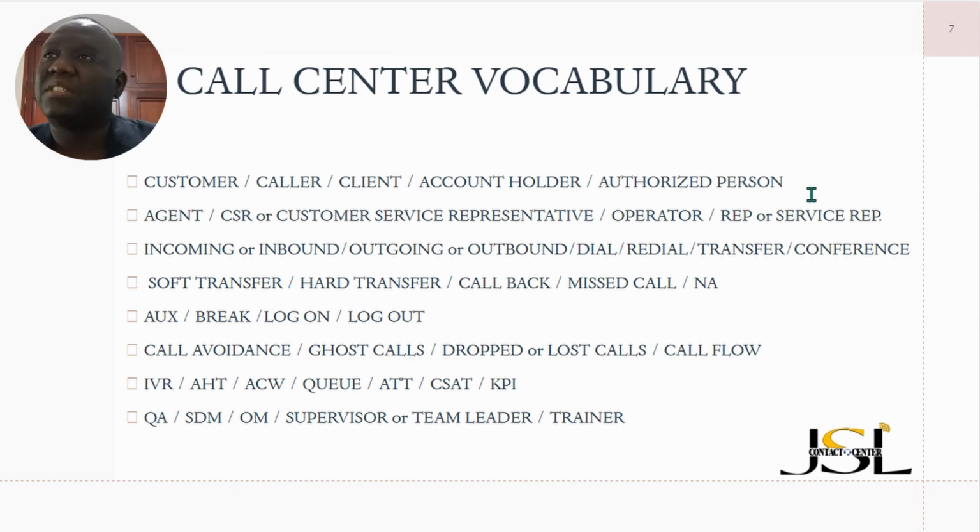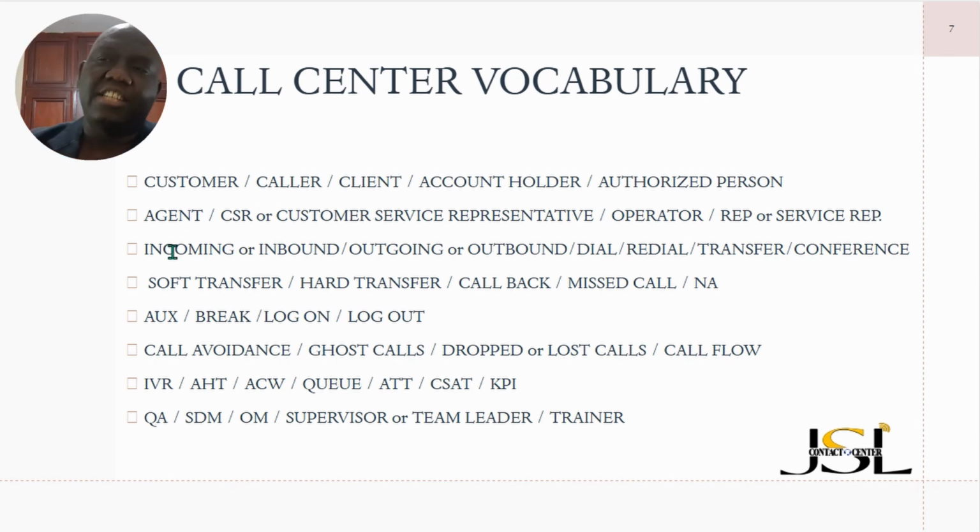Next, you have you as an agent, or CSR for short. You don't tell the customer, I'm a CSR. Don't expect the customer to know what a CSR is. You can go by your name, or I'm a call center agent, or I'm a call center representative, or customer service representative. That's what CSR stands for. Some customers say, hey, you know what, last time I called, I talked to the operator, they're referring to you as an agent, or to the rep. Some people go, I talked to the rep, or service rep, which is service representative.